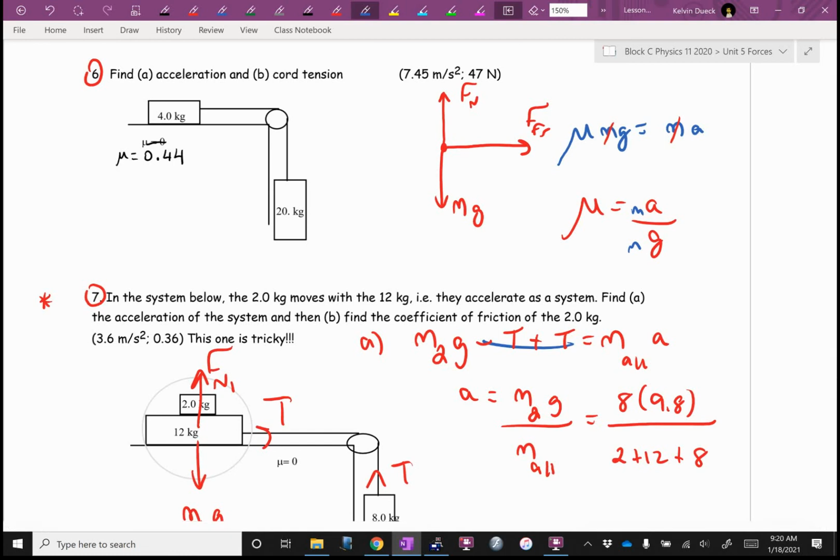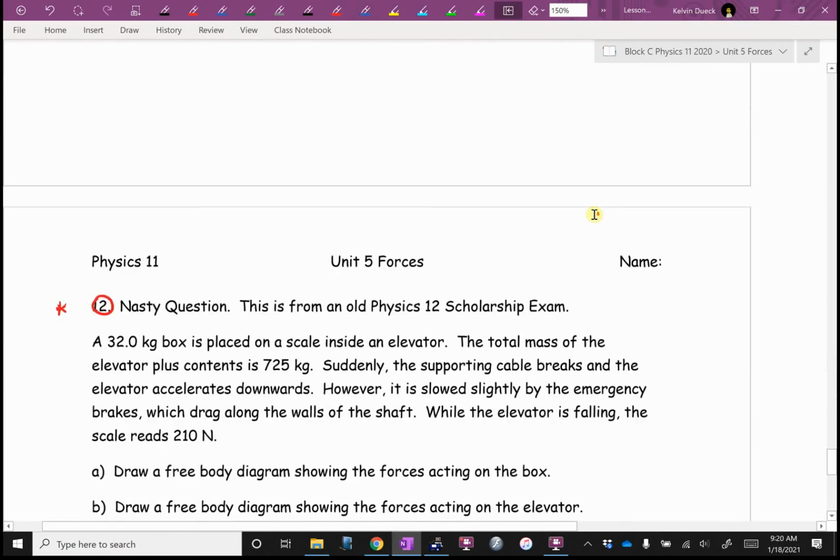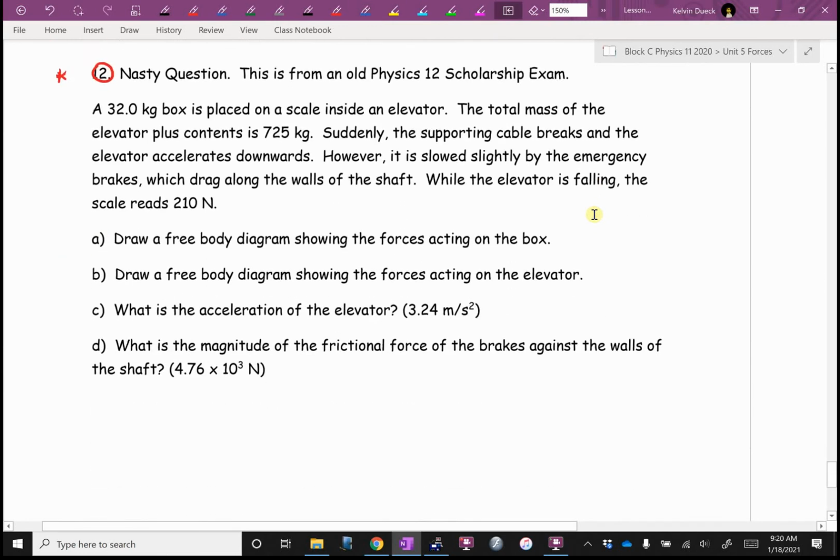You wanted the elevator one. Let me emphasize, you're not going to get one as tricky as number 7 or number 12 on a Physics 11 test. Physics 12, I would have no problem with it as a multiple choice question. I always put one nasty multiple choice question, but not as a written one.